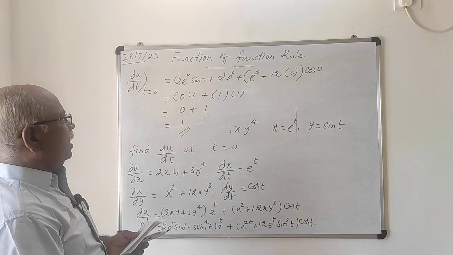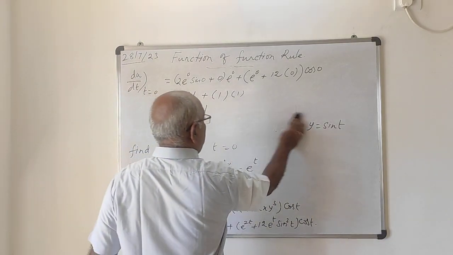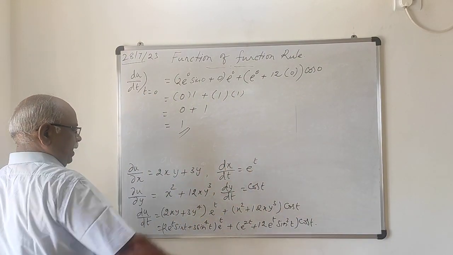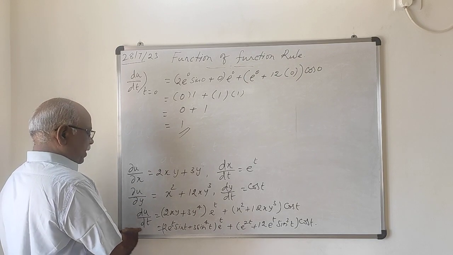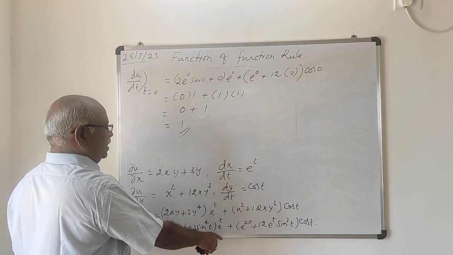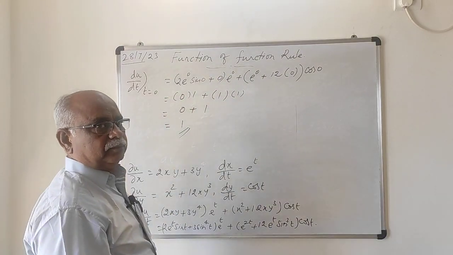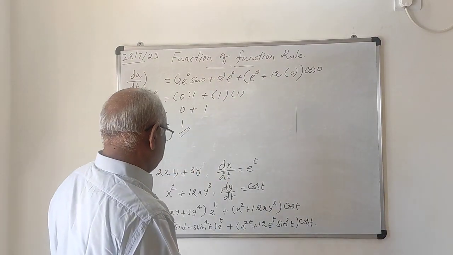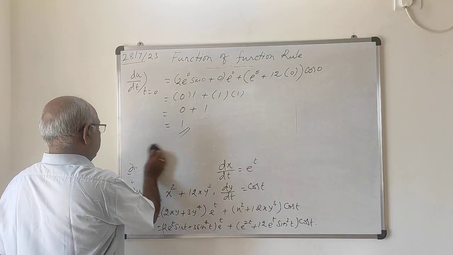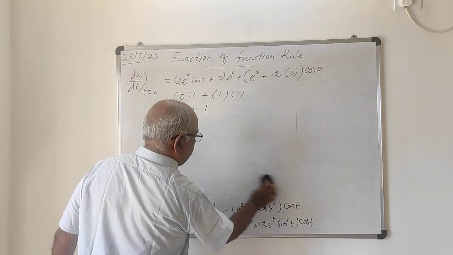See, this is a method of finding du by dt at t equal to 0 using the function of function rule in partial derivatives. After finding du by dt, you replace x and y in terms of t, and after that you substitute t equal to 0. Then we will get the result.